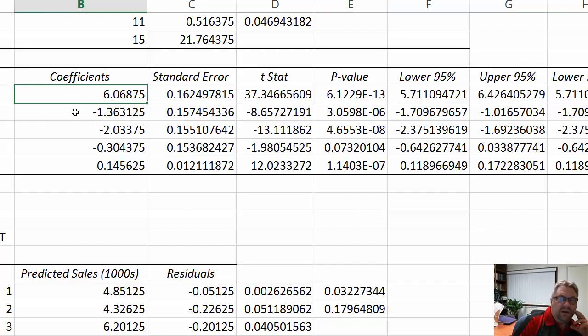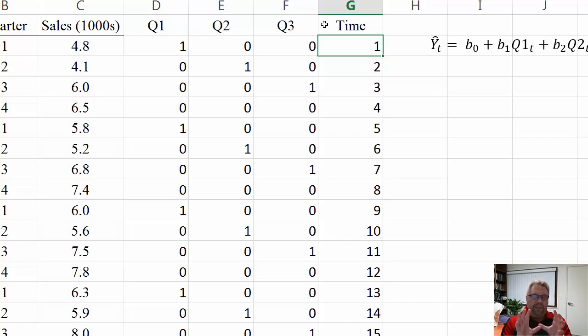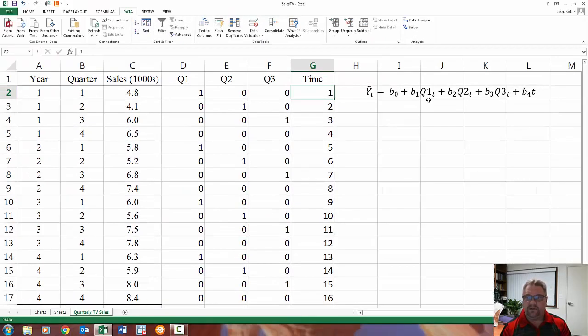Now, I do want to say one thing. The interpretations here are a little bit different, because this is not, strictly speaking, a dummy variable regression, because time is not a dummy variable. Yes, Q1, Q2, and Q3 are, but time is not. So although we can use this model, the interpretation of the little b's here, b1, b2, b3, are different.